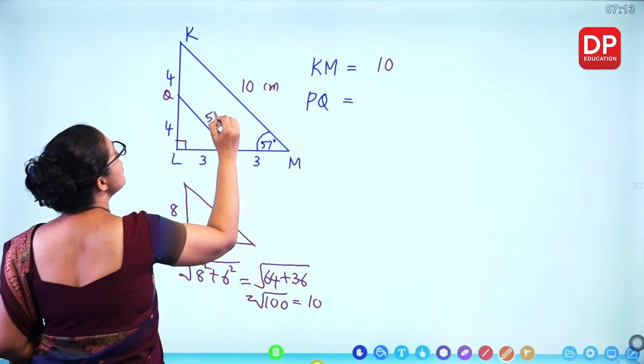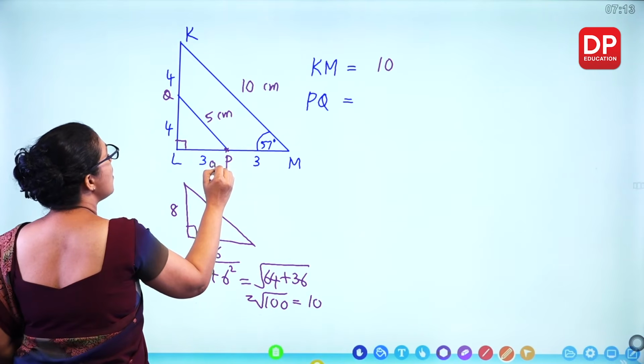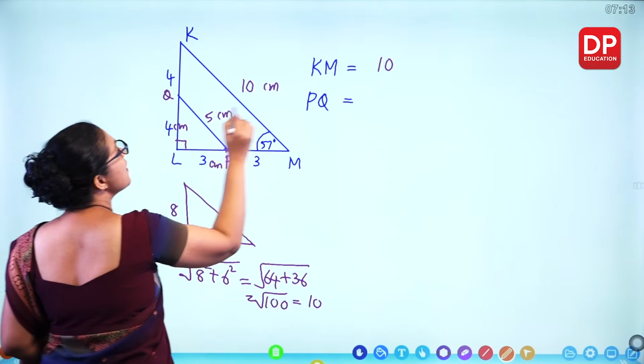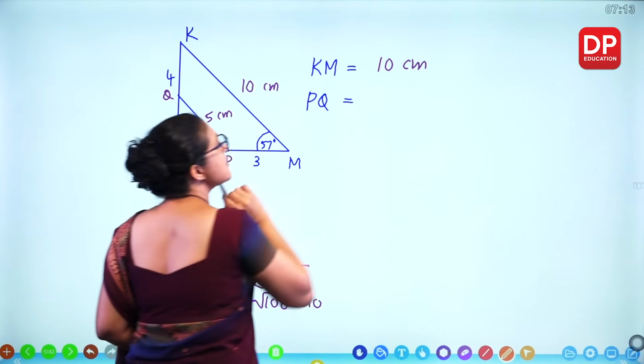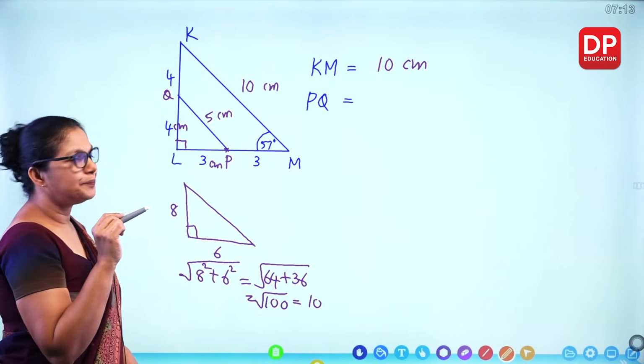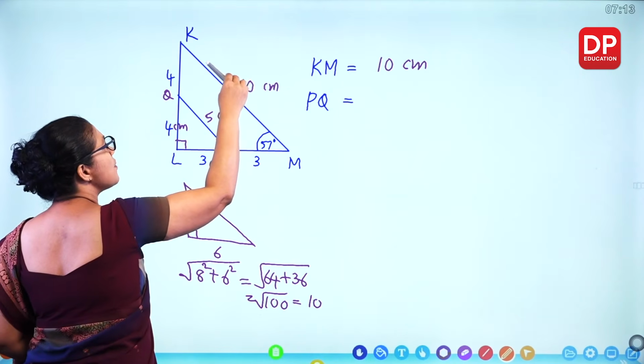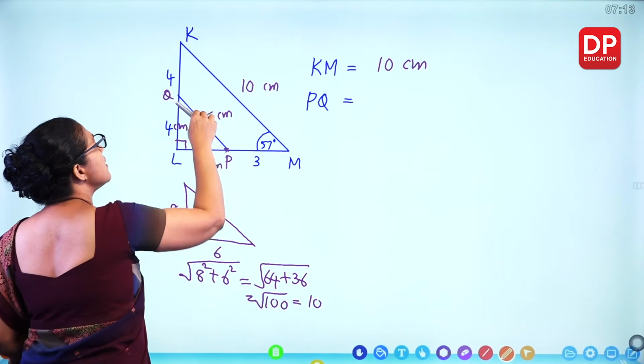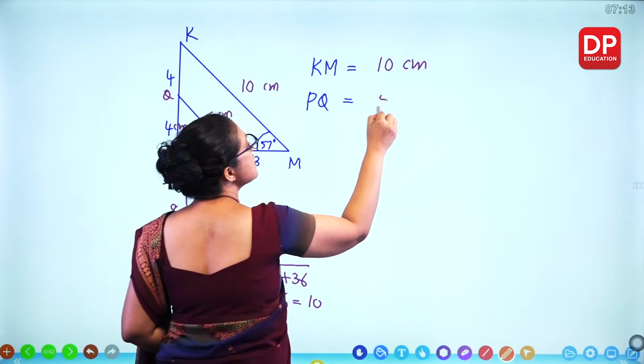centimeters or whatever the unit. I'll take centimeter for all. Then this becomes 10 centimeters. So what is PQ? PQ is always half of this. So you get 5 centimeters.